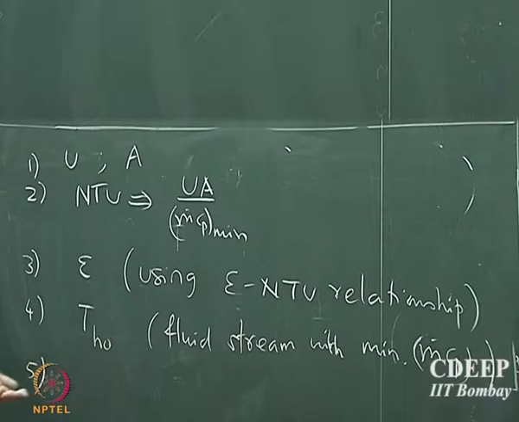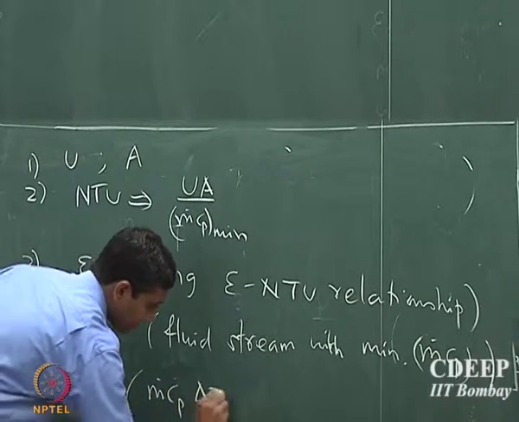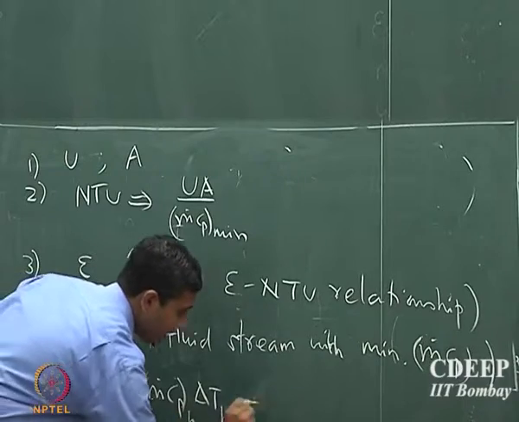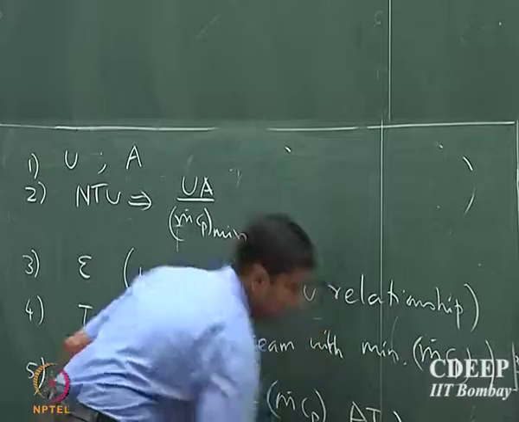And then how do I find the other temperature? Simply use heat balance, right? So we know that we can find Tco by using m dot Cp delta T of the hot fluid equal to m dot Cp delta T of the cold fluid.